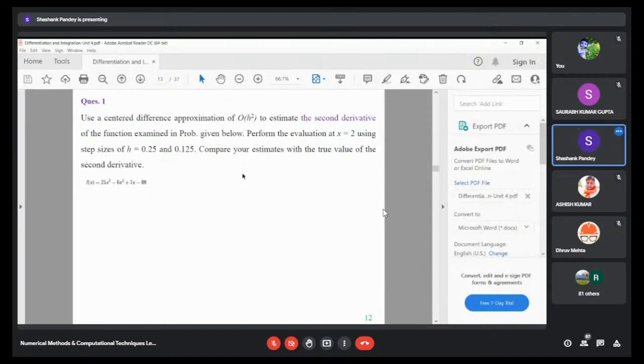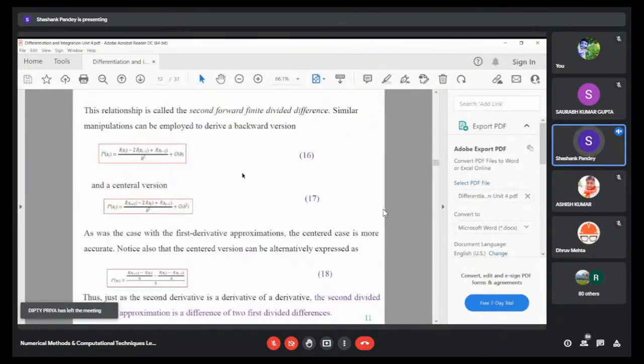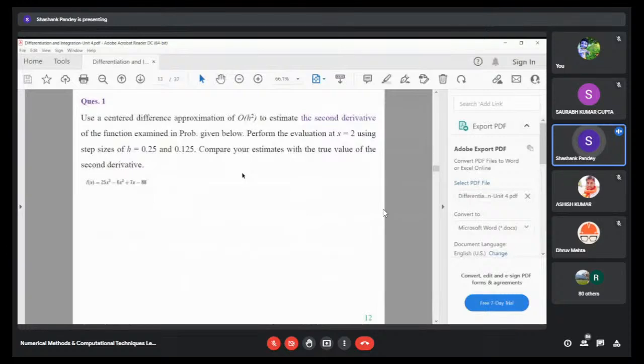So using this approach, that is using the center difference approximation, equation number 17, can we calculate the second order derivative for the given function at x equal to 2, using two different step sizes, first with 0.25 and second with 0.125? Let us see who can give the answer first. Anyone of you?